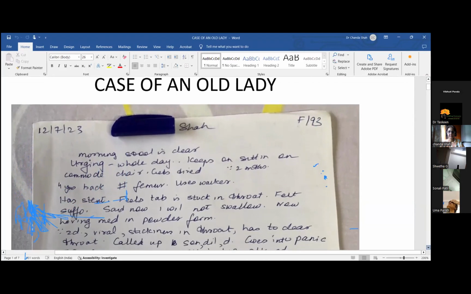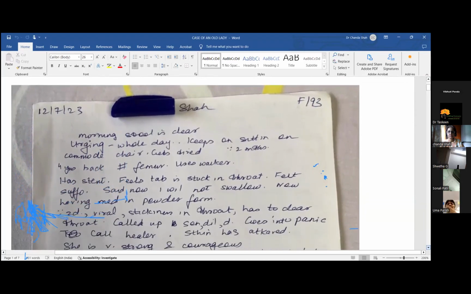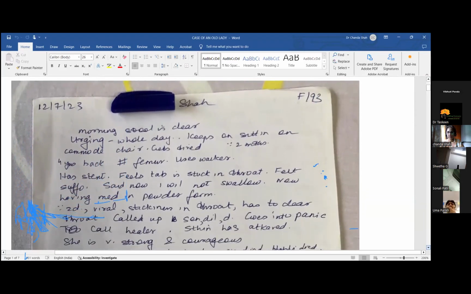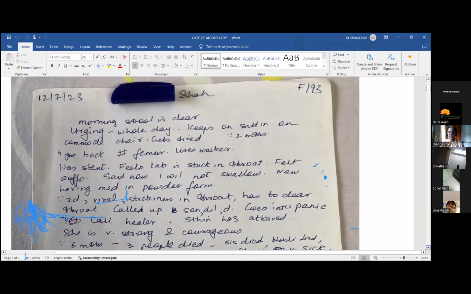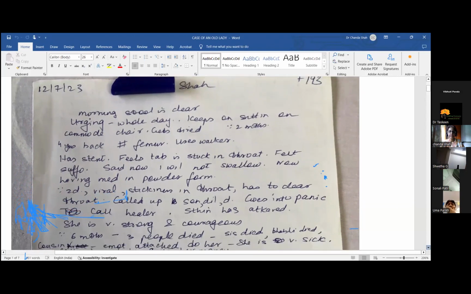Let us do it step by step. So remember, I've never seen this patient till now. She has this frequent urge for stool, and morning stool is clear, but the rest of the day it is not clear. So the stool is stuck.